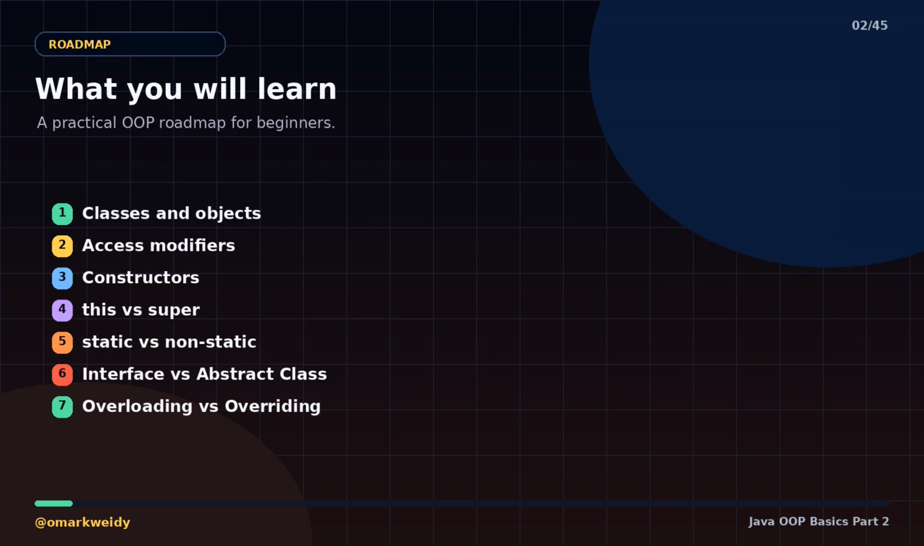overriding. Here's the roadmap. We start with the classes and objects, because everything in OOP builds on that. Then we cover access modifiers, constructors, this and super, static, interfaces, abstract classes, and the difference between overloading and overriding.